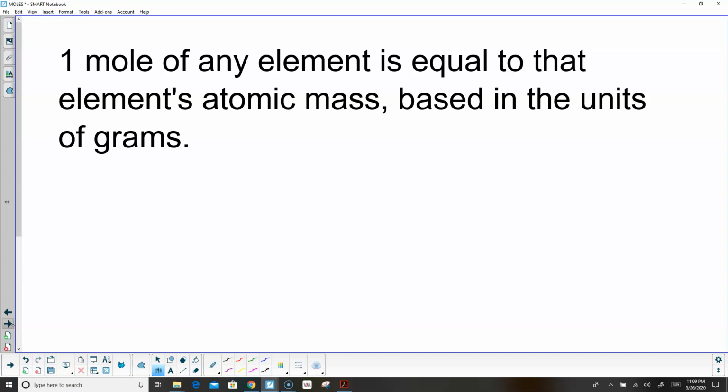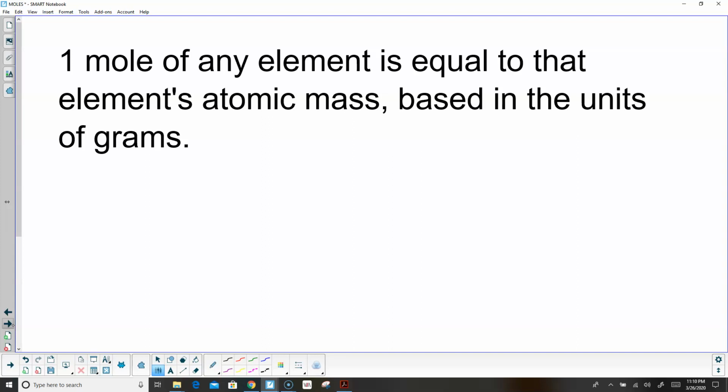So what you need to be aware of is that we can use this counting by weighing thing. One mole of any element is equal to that element's atomic mass in the unit of grams. So this is where we're going to need our periodic tables back. Hopefully you have them with you. If not, I'll give you a digital copy on the classroom. But you need to know the atomic masses. They become super important to us.